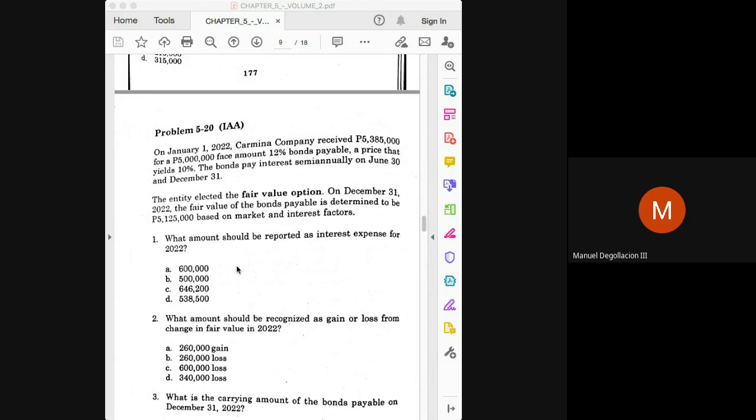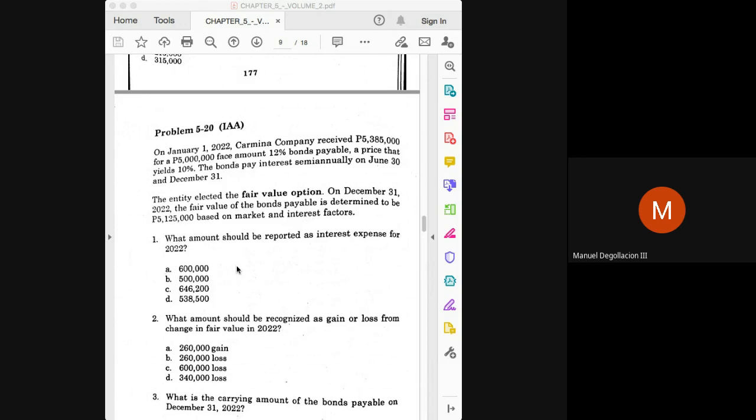Okay, so second question here: what amount should be recognized as gain or loss from change in fair value in 2022? It would be 260,000. Why? Because at the start of the year, it will be initially recorded at 5,385,000. But its carrying amount as of the end of the year should match its fair value. And how much is the fair value of the bond on December 31, 2022? It would be 5,125,000. So we will have to bring down the carrying amount of the bond from 5,385,000 to 5,125,000.